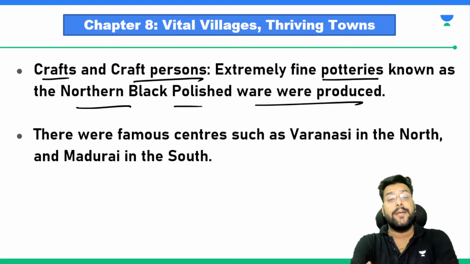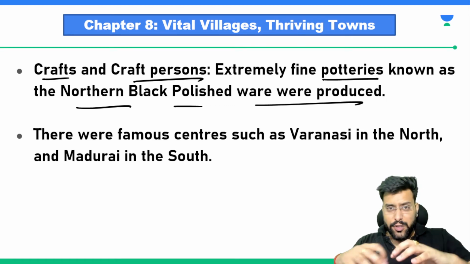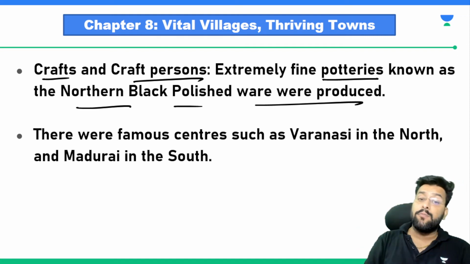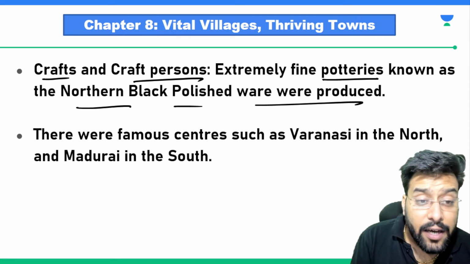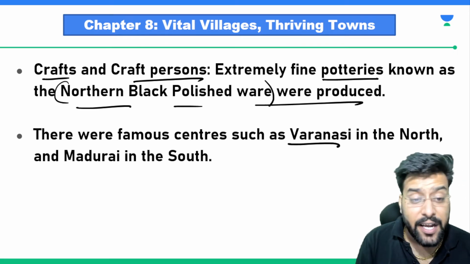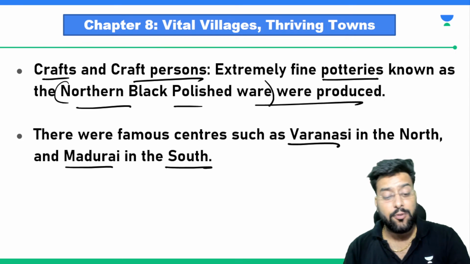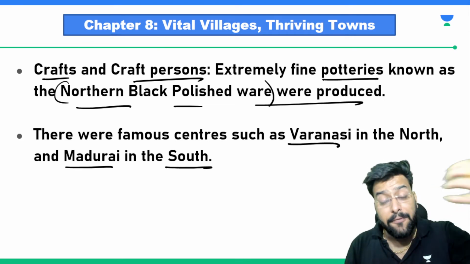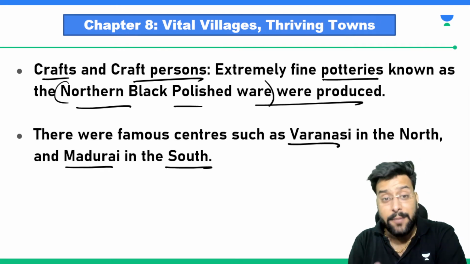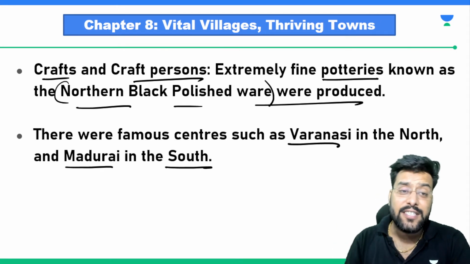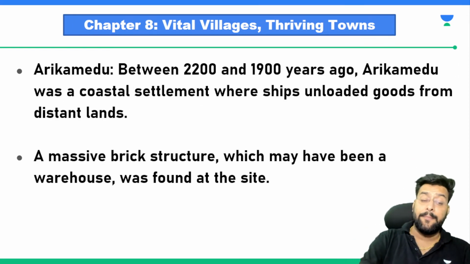Very important concept, northern black polished ware. It was a pottery that was found in northern India, in the regions around Mathura, and it was polished black in color. That's why it was named northern black polished ware. There were famous centers such as Varanasi in the north and Madurai in the south. Apart from cities like Mathura, we had Varanasi in the north, we had Madurai in the south, and Madurai was the town where this Sangam literature was compiled. So these types of towns and villages become really important.